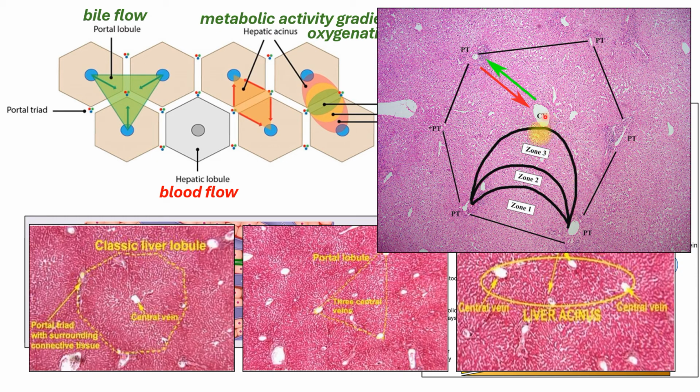Zone 3, usually for toxicities, parasites. Zone 1, inflammation, and infiltration of bacterial infection. And zone 3 is also susceptible for not being able to receive oxygen because it is farthest from the arteries.